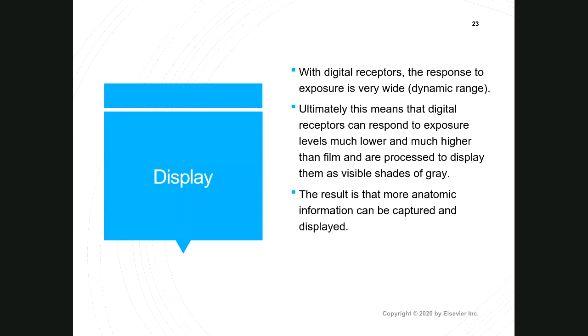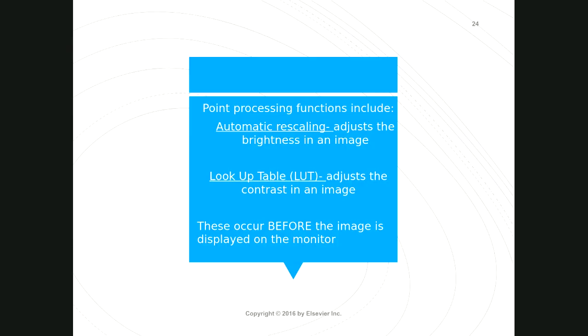And they tell you that because it can respond to low and high exposure, the result is that you end up capturing more anatomy, and you're able to display that anatomy that's been captured. So digital has the capability to not only capture, but display far more information than film ever did. Probably more so than CR as well, but definitely more than film. All right, so most of your digital images do appear very gray when you look at them.